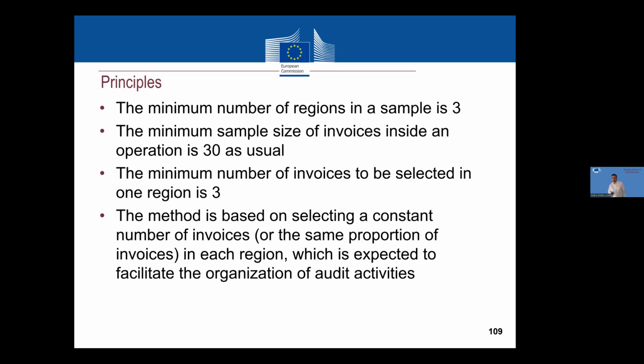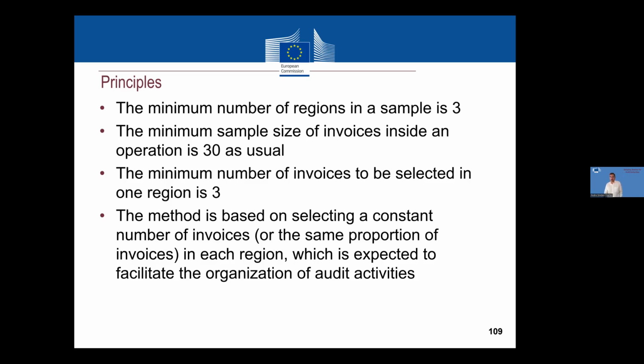Now, some principles without many technical details. The minimum sample size of regions or locations that we propose that you use is 3. This is really the very minimum. But this can be extremely convenient. Imagine that if you have 20 locations, the possibility to visit just 3 locations instead of 20 is a tremendous gain. Secondly, the minimum sample size of invoices within each operation is 30 as usual.